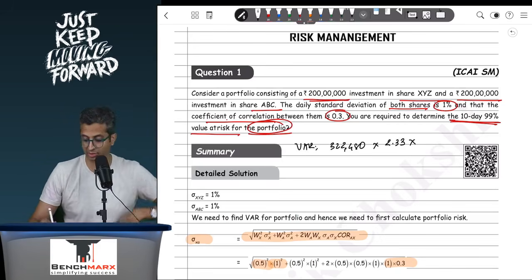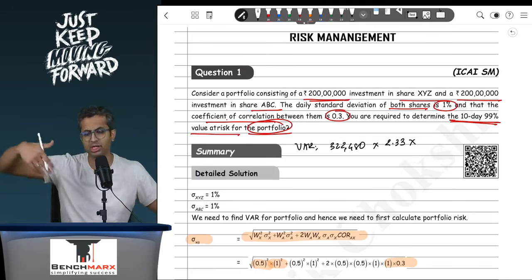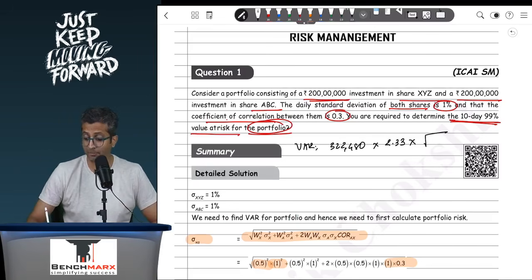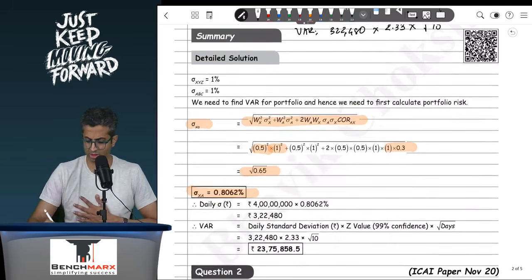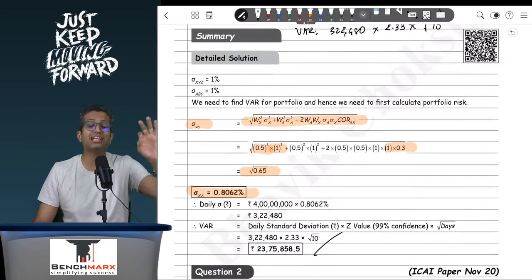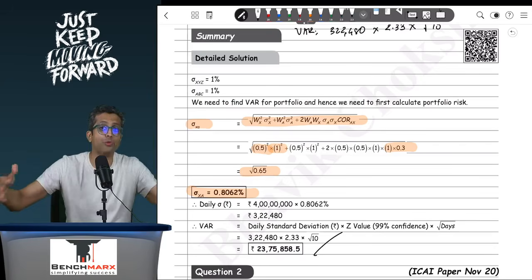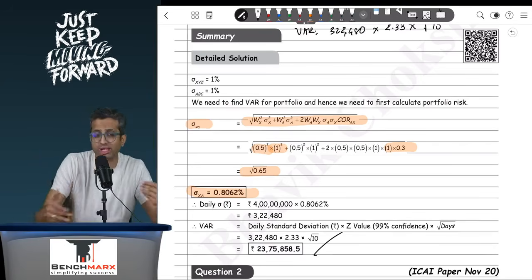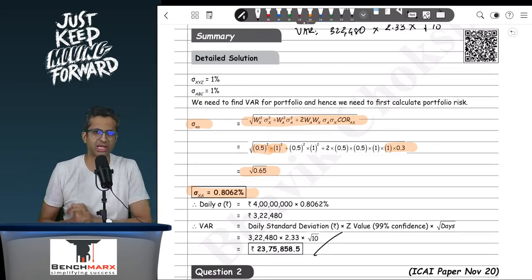So that is 2.33 times that, assuming the returns or the risk here follow a normal distribution pattern, into the root of 10. If I take the root of 10, because 10 is the number of days we have to look at, this comes to 3.16. So approximately 3,22,480 into 2.33 into 3.16 is approximately 23,74,000 or 75,000. That is your value at risk over a 10-day period. If you have a portfolio of 4 crores, your value at risk over a 10-day horizon is approximately 23,75,000.